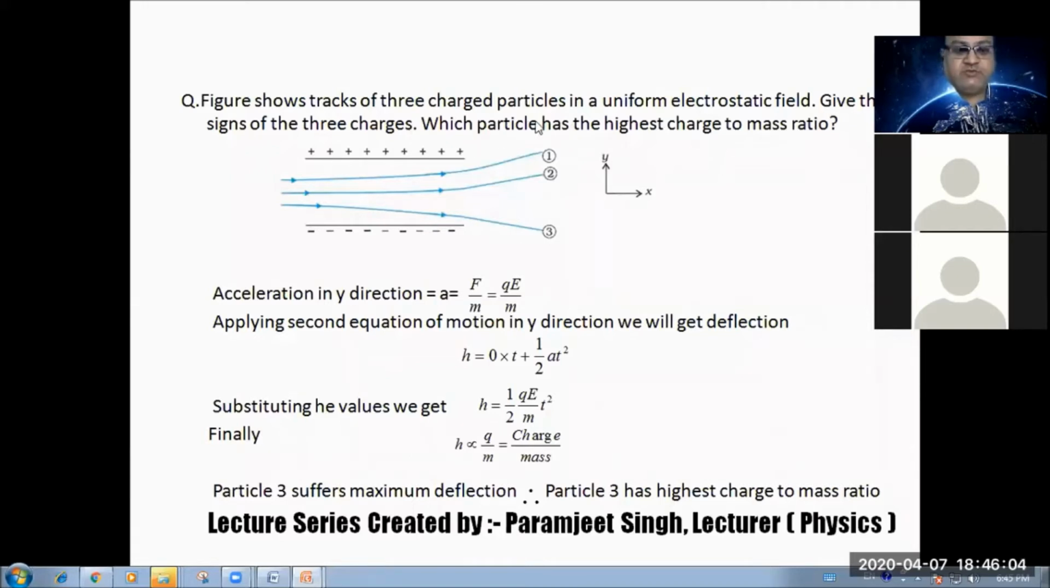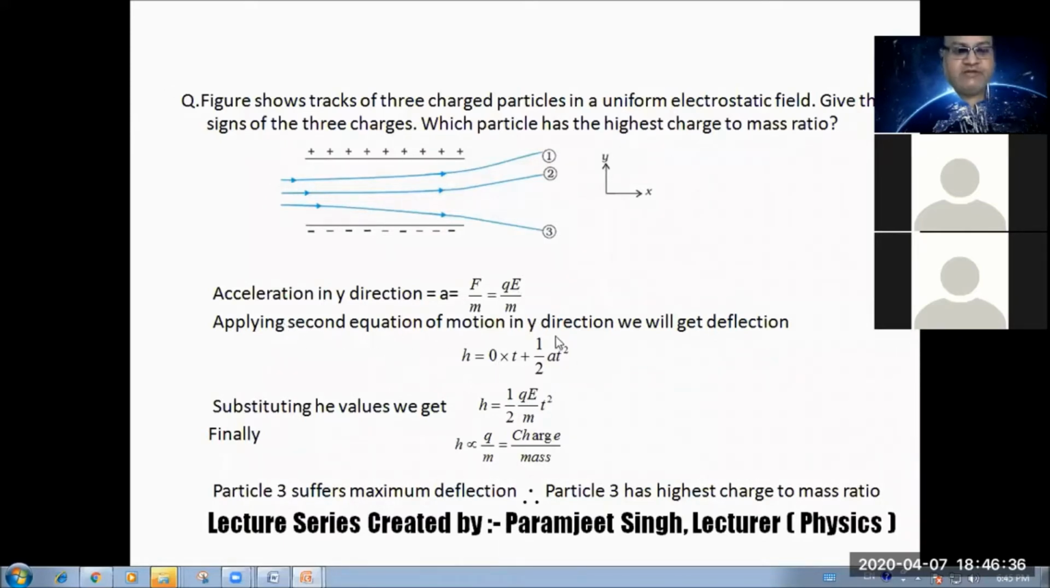Now let us move to the second part. Which particle has the highest charge to mass ratio? Q by M, which is having higher. What is the acceleration? Acceleration according to Newton's second law is force over mass. Now force on a charged particle is charge into electric field, Q into E. So a is QE by M, where E is the electric field intensity.